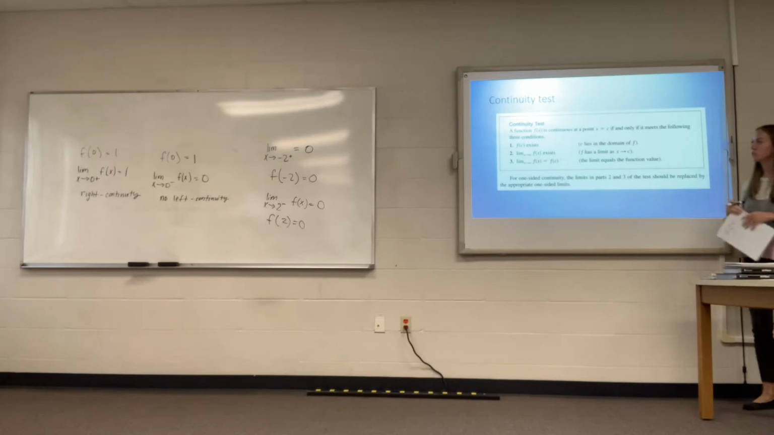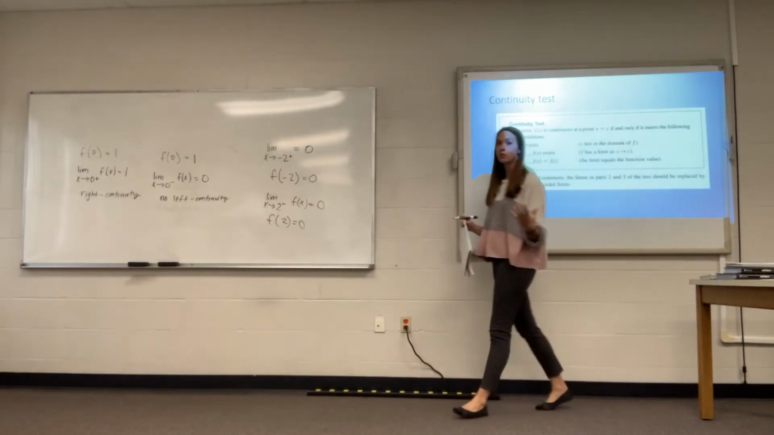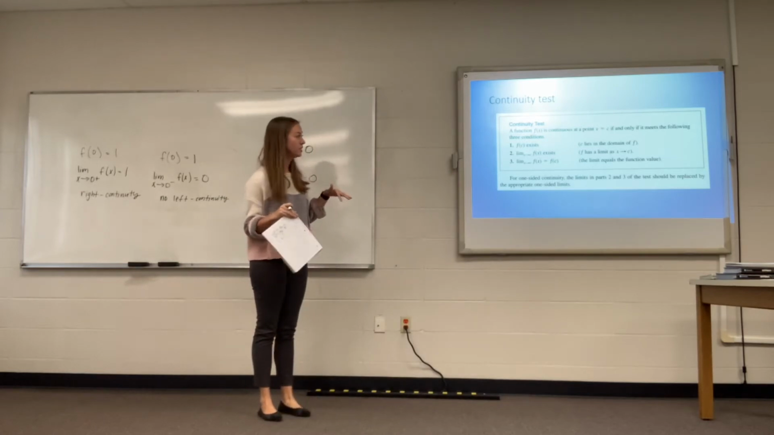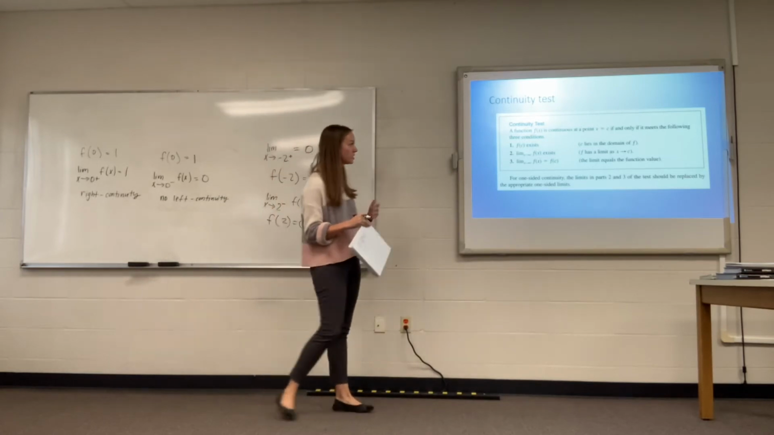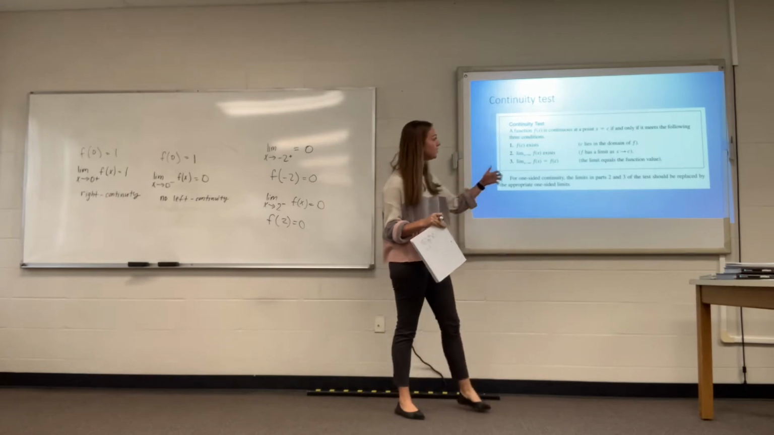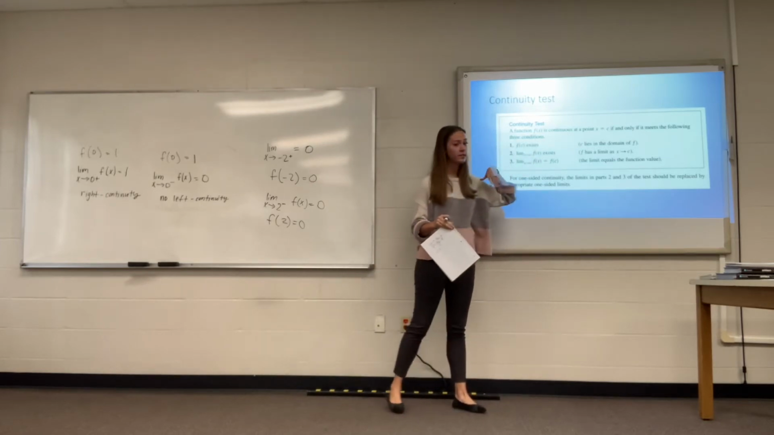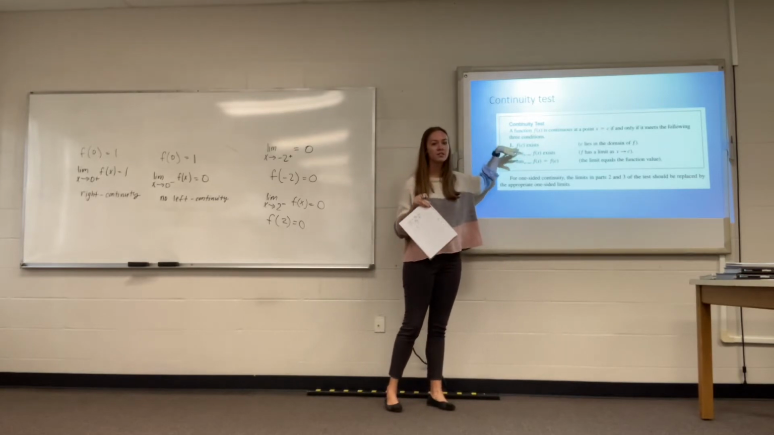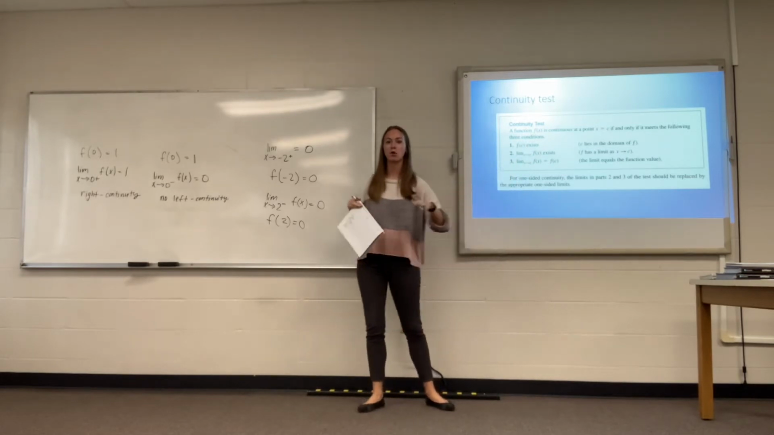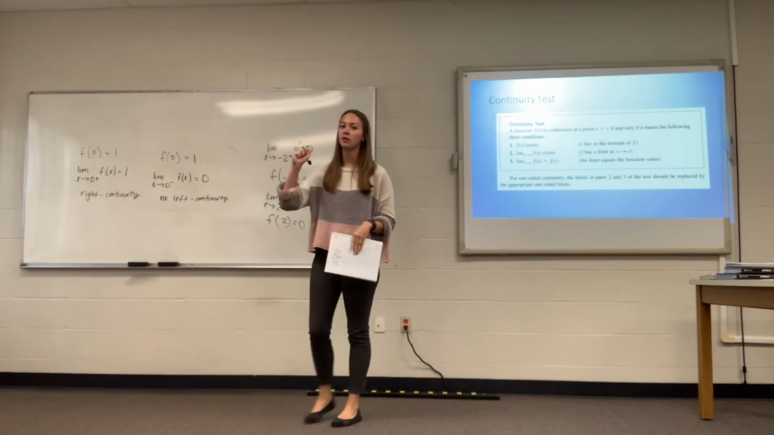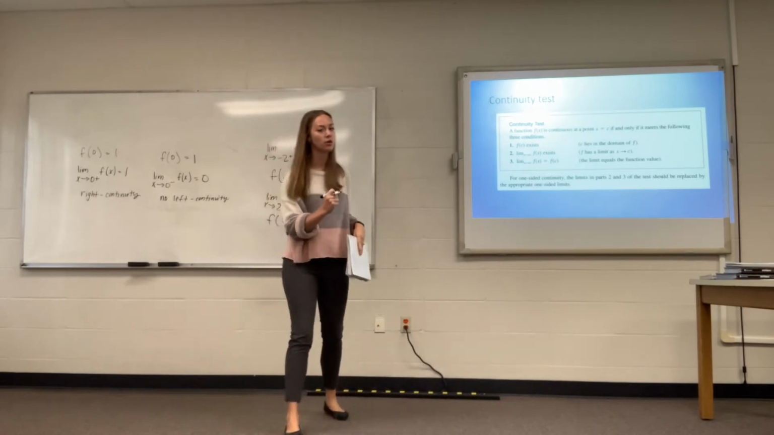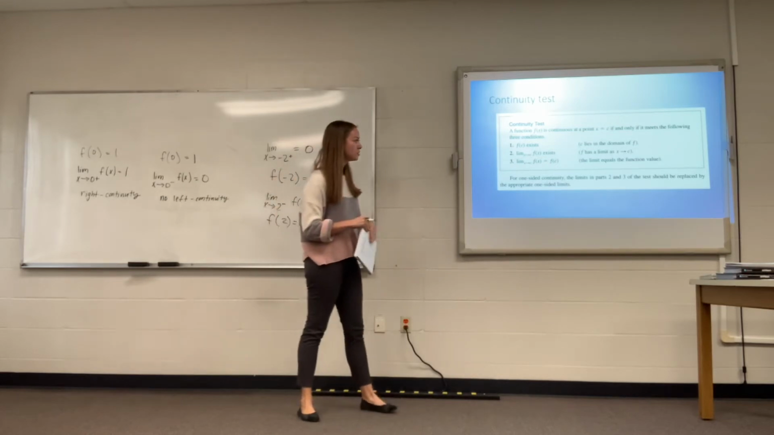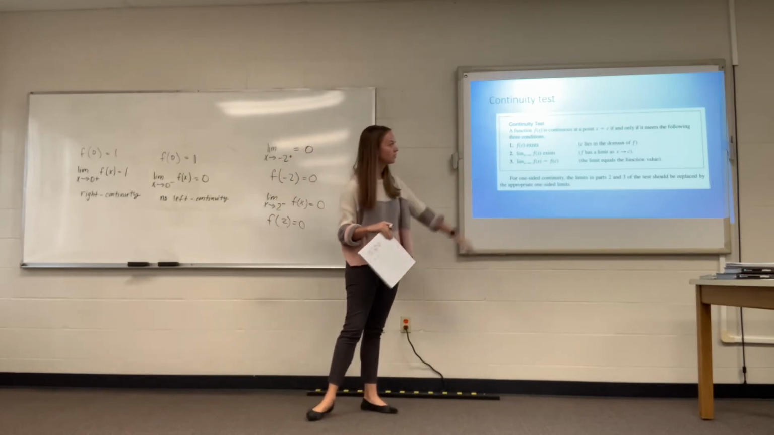Then the continuity test: to determine if continuity even exists, we have to have these 3 conditions. A function is continuous at a point c if and only if these 3 conditions are met. The first one is that the function value has to exist. I've been saying this over and over, but it has to be a closed circle, it can't be an open circle. There has to be a point there, and it has to be in the domain.